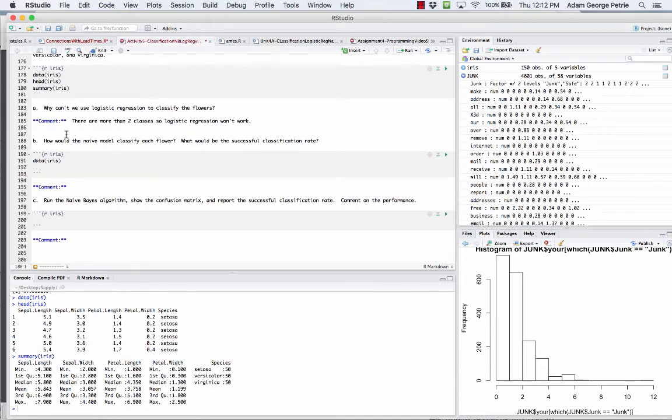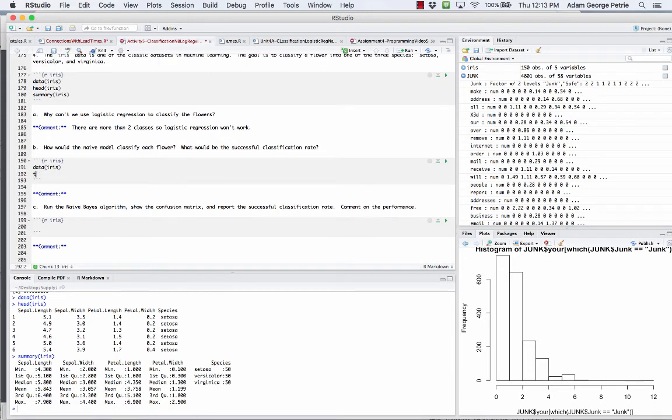All right, question B says, how would the naive model classify each flower? What would be the successful classification rate? Well, let us look at the summary here. We see that, oh, all 3 classes are equal frequency here. So the naive model would basically just pick one and say every single flower is that species. So let's just get a table of the species here so that when I knit it, it's there.